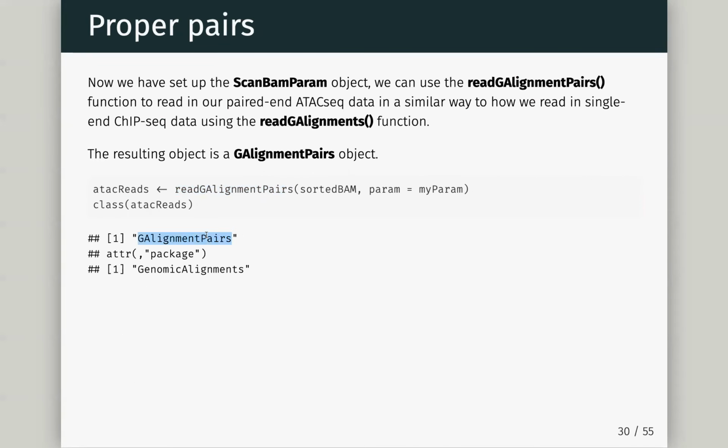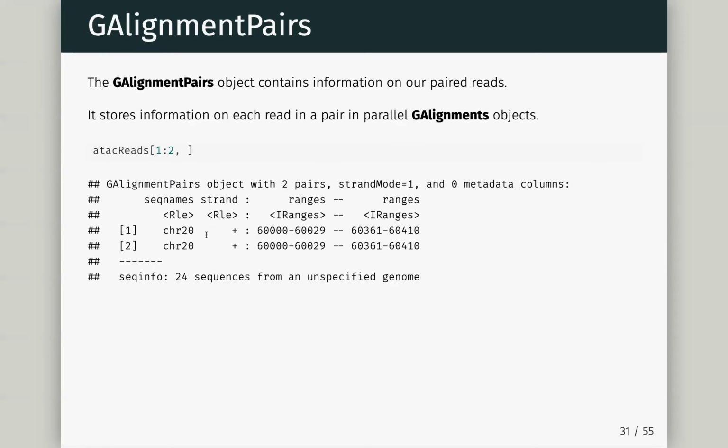We get a GAlignmentPairs class. We had the GAlignments class before. And if we start to look at this, this is like an extension of the GAlignments we saw in our Bioconductor classes, but also it's really like an extension of GRanges. Okay. And it's kind of cool.